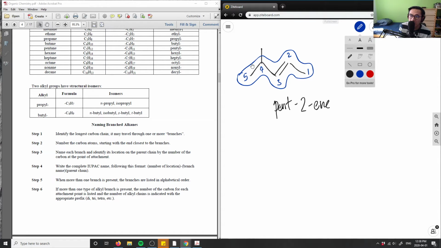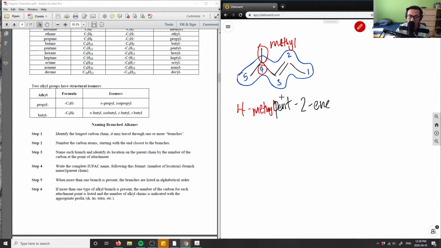What's left here, the red, is the side chain. This is just a 1 carbon side chain, which means it is a methyl group, which is awesome. Where is our methyl group located? It's located on carbon 4. So I can simply write 4 here, dash, and then put methyl. And here is our IUPAC name: 4-methyl-pent-2-ene.